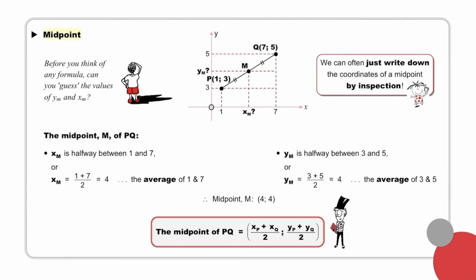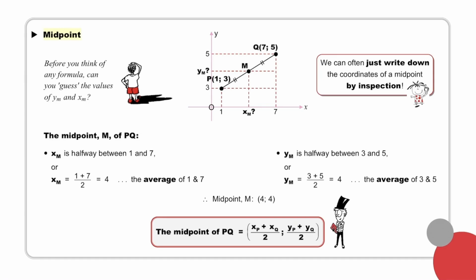And finally, the midpoint formula. Consider point M, and we need to determine the values of the y-coordinate of M and the x-coordinate of M. Before you think of any formula, can you guess the values of ym and xm? Pause while you do so. You probably just wrote down the coordinates of midpoint M by inspection. 4 and 4, halfway between 1 and 7, halfway between 3 and 5.